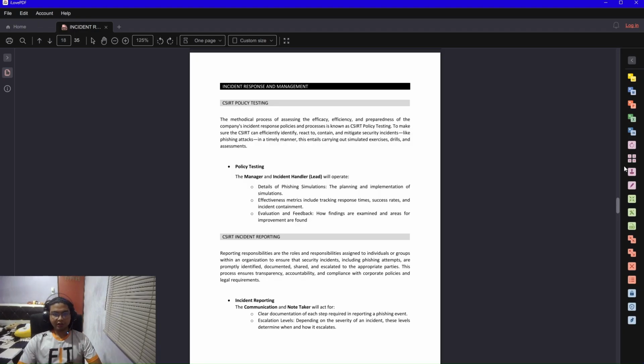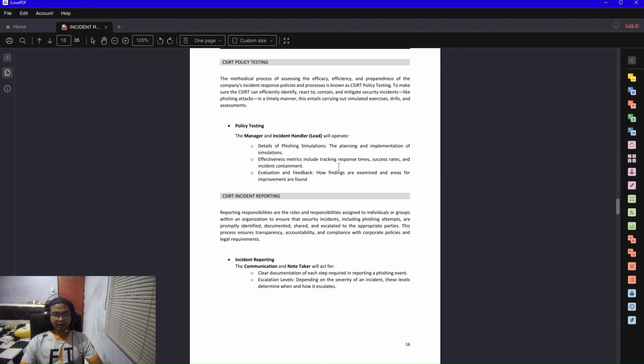Okay, I will continue on the incident response and management section. The methodical process of assessing the efficiency and preparedness of the company's incident response policy and process is known as CSIRT policy testing. To make sure the CSIRT can efficiently identify, react to, contain, and mitigate security incidents like phishing attacks in a timely manner, this entails carrying out simulated exercises, drills, and assessments.